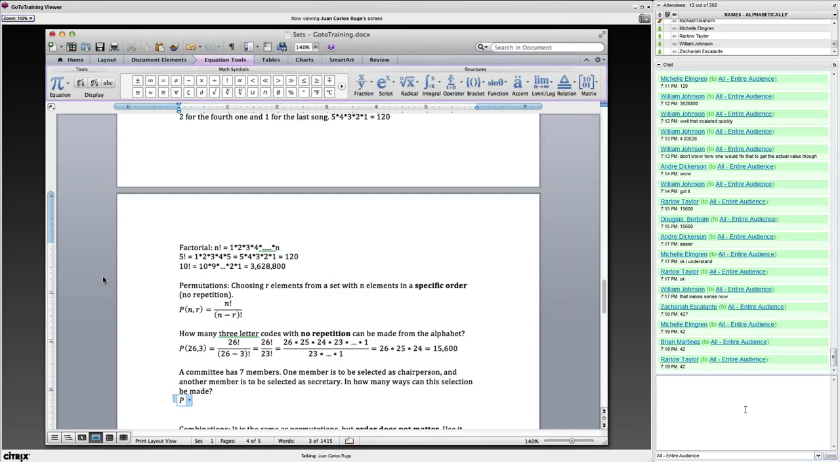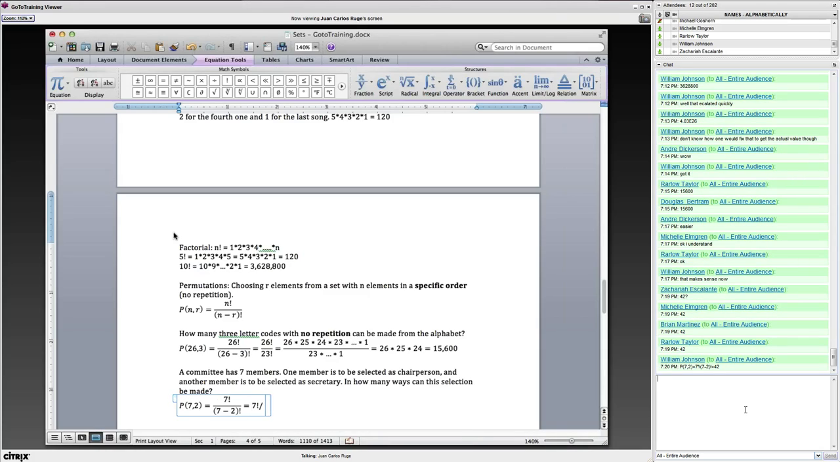So for those who didn't make it, this is going to be P out of 7 choose 2. So this is going to be 7 factorial over 7 minus 2 factorial, which is equal to 7 factorial over 5 factorial. Simplifying, I'm going to use a fraction, just in case. This is going to be 7 times 6 times 5 factorial. I'm not going to keep going. And then on the bottom, I have 5 factorial. So I can simplify the 5 factorials. So this is going to be 7 times 6. This is equal to 42.